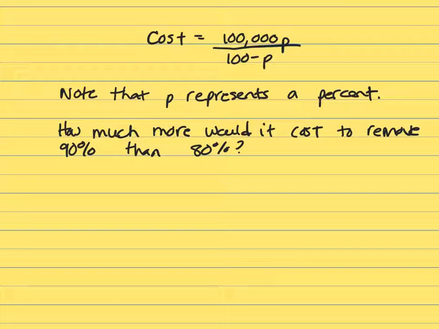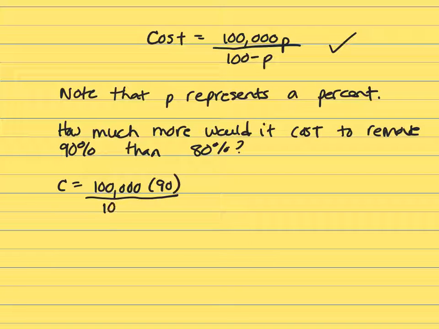We have a formula that will estimate the cost to remove a certain percent of pollutant from a pond. All right, so let's calculate first how much it would cost to remove 90%. So that's going to be C equals 100,000 times 90, because they tell us that P represents the percent, all over 100 minus 90. So don't multiply the numerator out, just leave it like that.